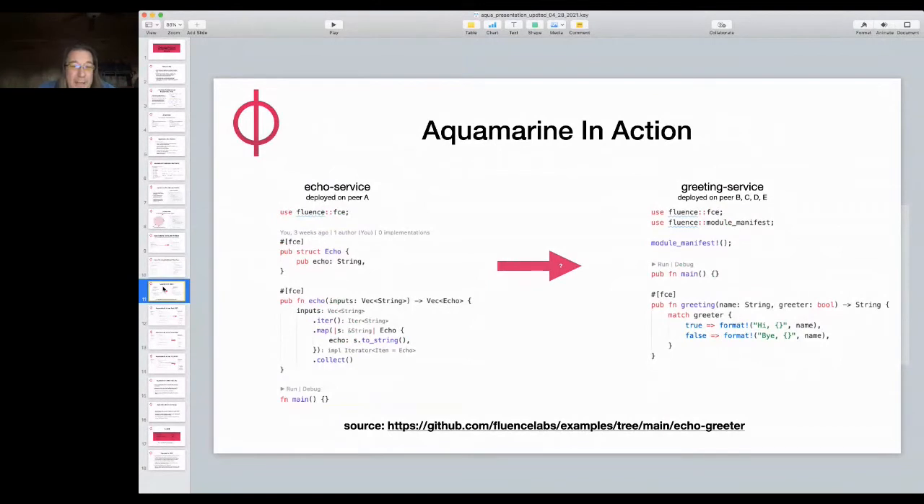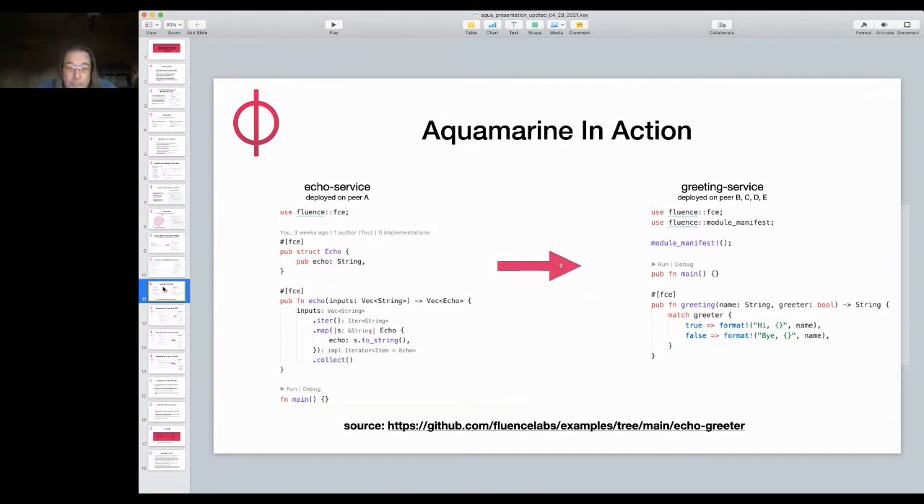On the left, I'm giving you the Rust code for an echo service, and this is just a proxy. It could be a SQL call, it could be a database, could be Redis, could be anything. It's a service, or a module, that takes an array of strings and returns an array of structs. It's written in Rust, and we have an SDK where the compile target is wasi 32. And on the right, we have a greeting service, our fancy hello world, which takes the string, the name, and the bool we talked about before. If it's true, it's a hi, and if it's false, it's a bye.